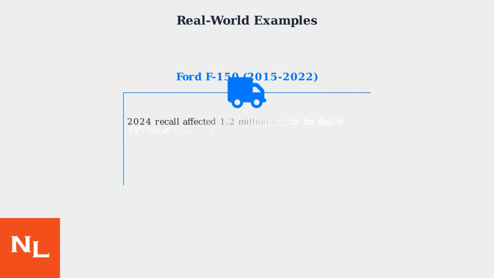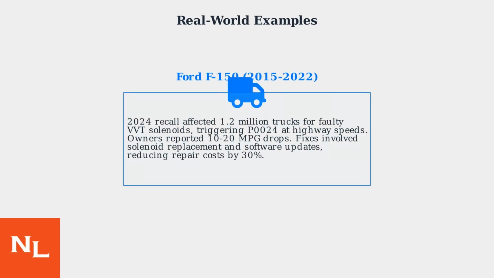A 2024 recall impacted 1.2 million Ford F-150 trucks from 2015 to 2022 models due to faulty variable valve timing solenoids. This triggered the P0024 code, especially at highway speeds, causing owners to experience significant fuel economy drops of 10 to 20 miles per gallon. The fixes involved replacing the solenoids and applying software updates, which reduced repair costs by 30%.